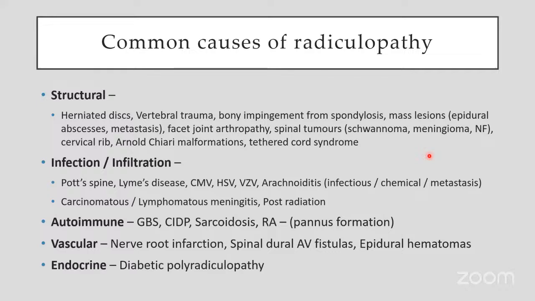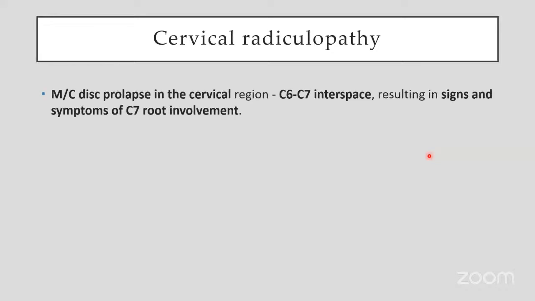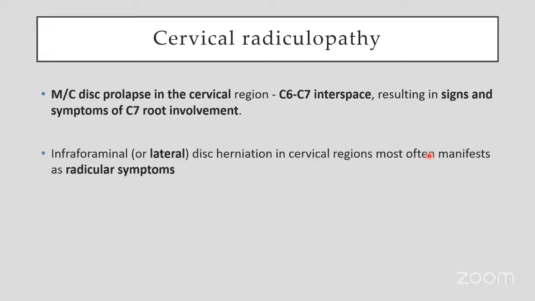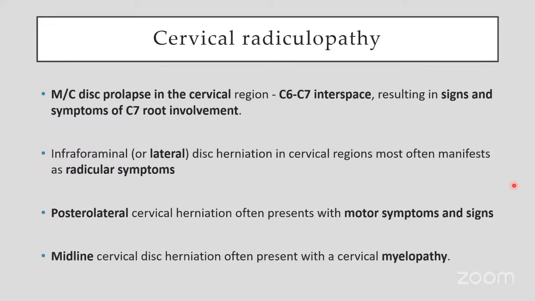Diabetic polyradiculopathy is a very common cause of multiple nerve roots being involved, with strong dysesthesias, on history and examination. The most common disc prolapse in the cervical region is at the C6-C7 interspace, resulting in signs and symptoms of C7 root involvement. Intraforaminal or lateral disc herniation in the cervical region most often manifests as radicular symptoms. Posterolateral herniation presents with motor symptoms and signs, and midline herniation will present with cervical myelopathy.